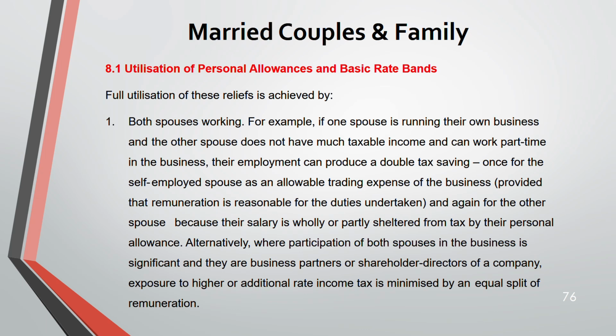They could be business partners or they could be shareholders and directors of a company. And also, let's say one spouse is a higher rate or an additional rate taxpayer. This also can be minimized. How? By splitting the remuneration equally among them, so that this brings your tax down. If you're an additional rate taxpayer, now you pay tax at higher rate. If you're a higher rate taxpayer, now you pay tax at basic rate, like that.